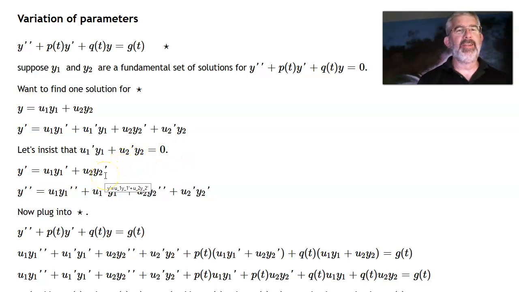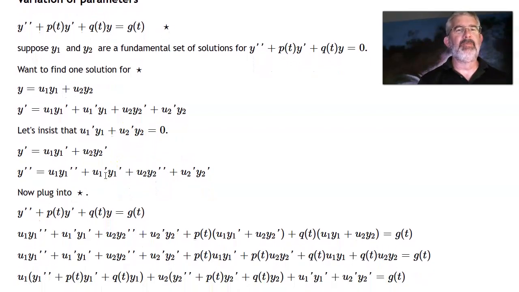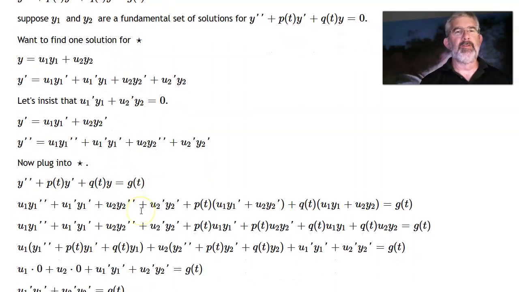Okay, so now I'm going to take the second derivative, which is two product rules. So u1 y1 double prime plus u1 prime y1 prime plus u2 y2 double prime plus u2 prime y2 prime. Now plug that all in, second derivative, first derivative, and the function, into the original equation. So here it is. There's the equation again, so I can scroll up a little bit.